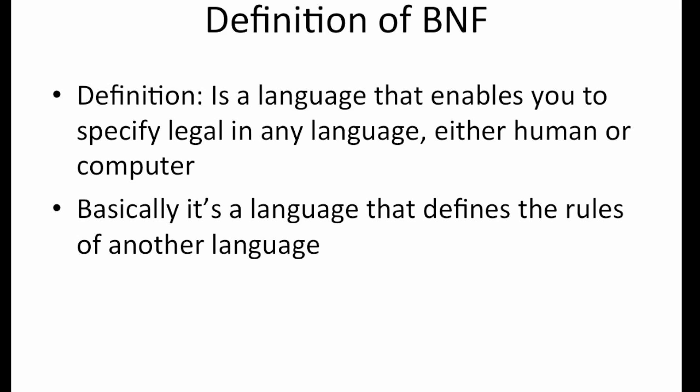The definition of the Backus Naur form is that it is a language that enables you to specify legalities in any language, whether it's human or computer language. So you can use it to define either English or even a programming language like Java. So basically, it's a language that defines the rules of another language, and we'll see how that happens a little ahead.